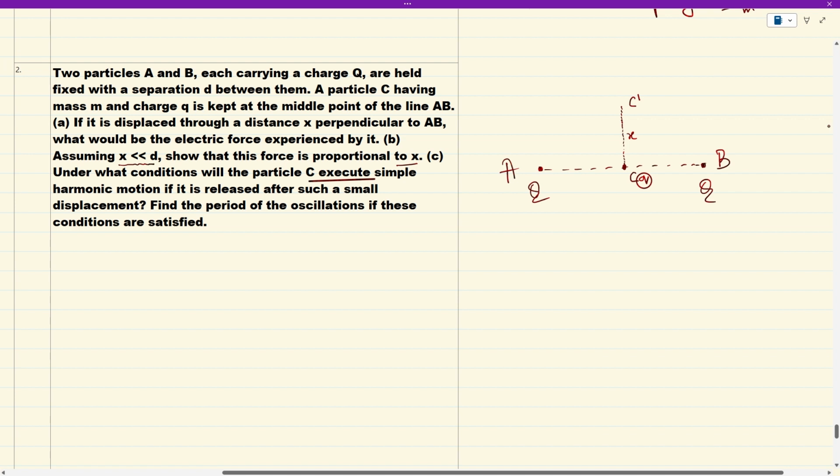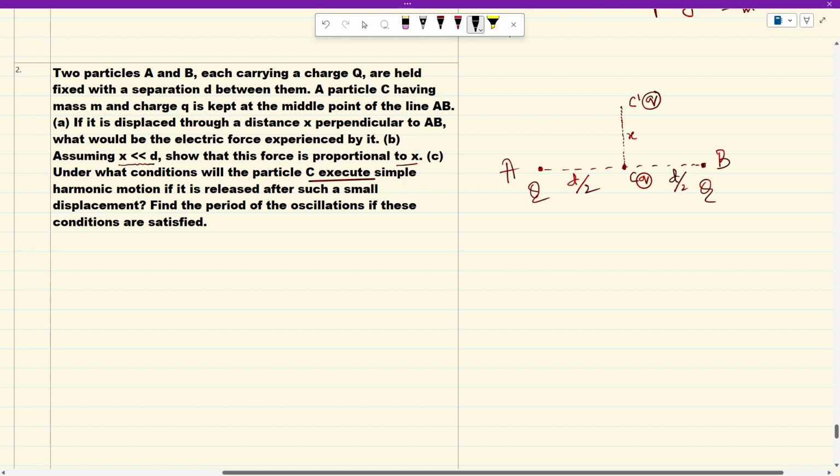What does D stand for here? The A to C distance is given to be D by 2, and the C to B distance is also D by 2. Now, we are initially assuming that this charge is positive. Then in what direction are the forces going to act?